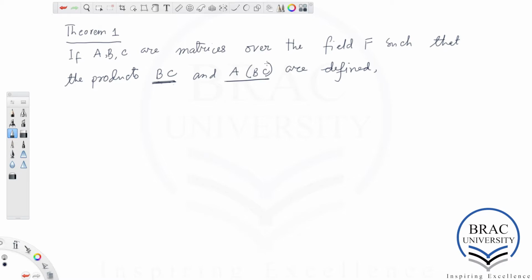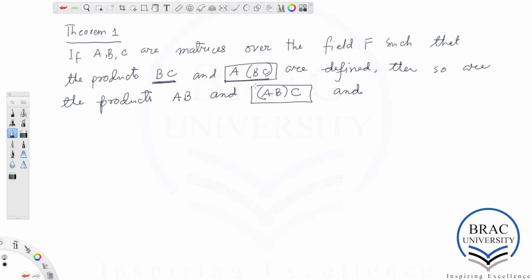So we are given the fact that these two matrix multiplications are defined. Okay, so if this is the case, then so are the products A times B and AB times C. These two matrices are also defined, and this matrix is supposed to be the same as this matrix. A times BC is equal to AB times C. This is what we need to prove. Okay, so let us jump to the proof.